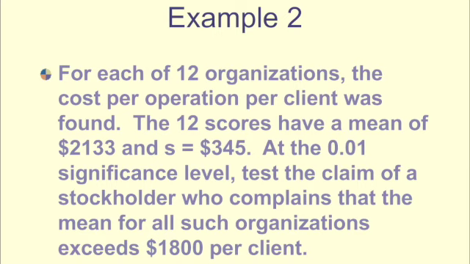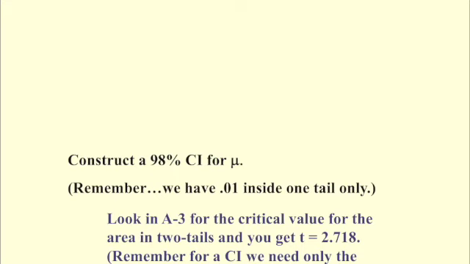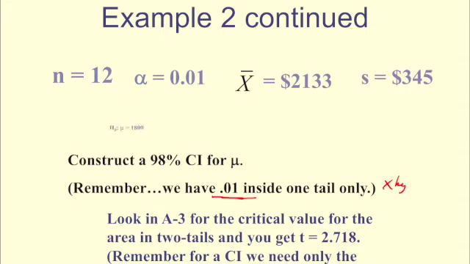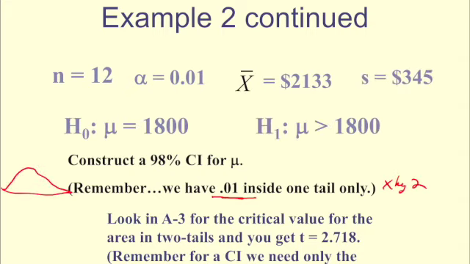So we have our example, right, with the 12 organizers, and the cost per operation per client is found. We have our sample mean, sample standard deviation, size of 12, our significance level, and our population mean. So we're going to construct a 98% confidence interval. Remember, we have 0.01 inside one tail only, so we must multiply that by 2. So here we have our confidence interval. We'd have 0.98 in the middle, 0.01 on either tail.